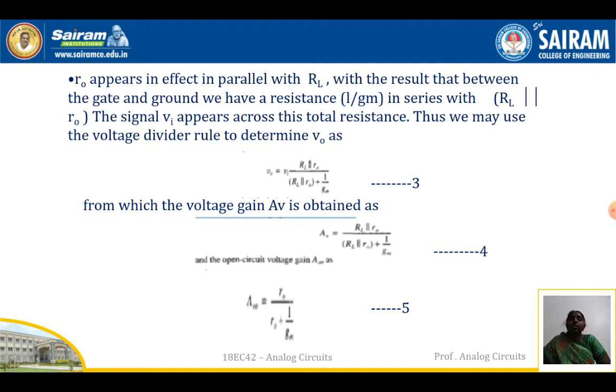Here we may use the voltage divider rule. V0 is equal to Vi into RL parallel R0 divided by RL parallel R0 plus 1 by Gm. Now our requirement is to find the voltage gain, which is V0 by Vi. So V0 by Vi is equal to RL parallel R0 divided by RL parallel R0 plus 1 by Gm. The open circuit voltage gain AV0, if I simplify it, with RL a very large value, is R0 divided by R0 plus 1 by Gm.